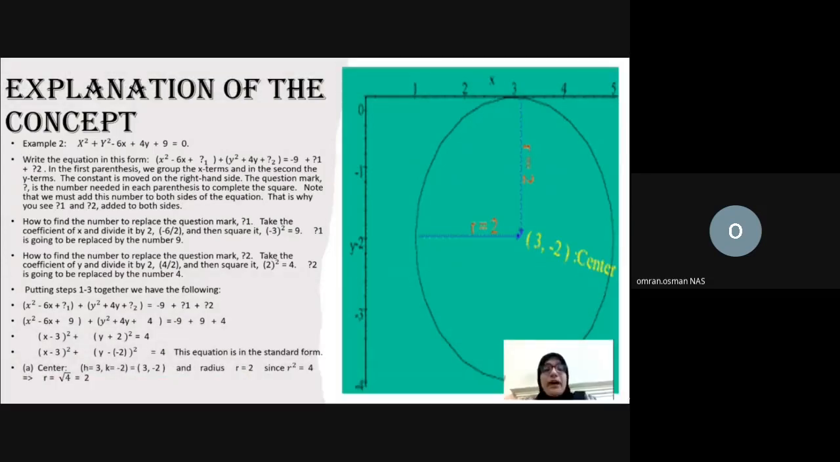Okay, now how can we find the center? First, the number we found on the x side is 9. We should take the square root of 9, which will be 3. Positive 3, we're going to change to negative 3. 4, we should take the square root, it will be 2. So from 2, we should change it to negative 2. Okay, the center will be (3, negative 2), and the radius is r. Since r squared equals 4, r equals the square root of 4, which equals 2.